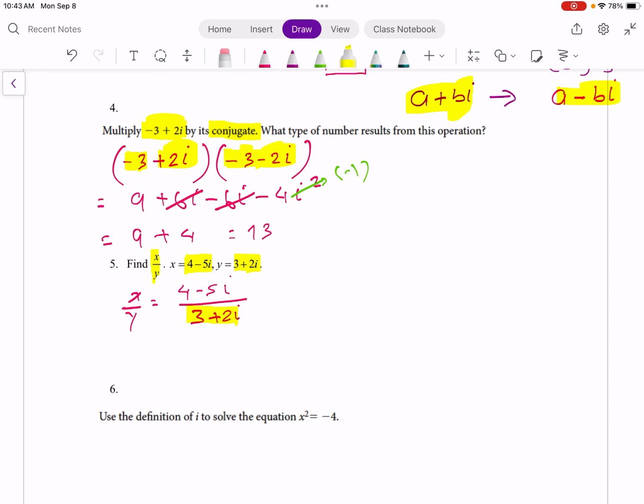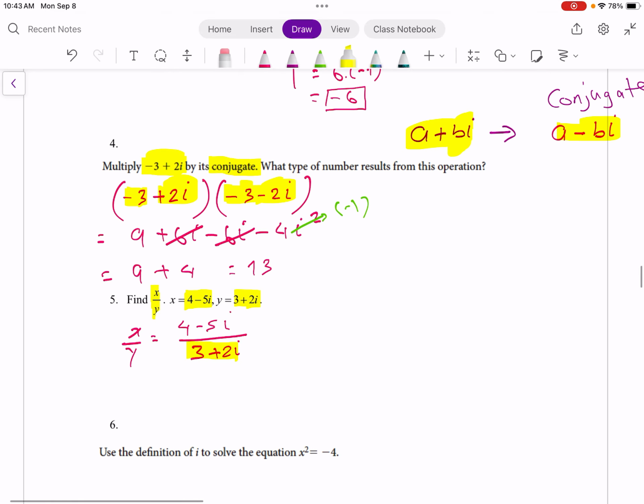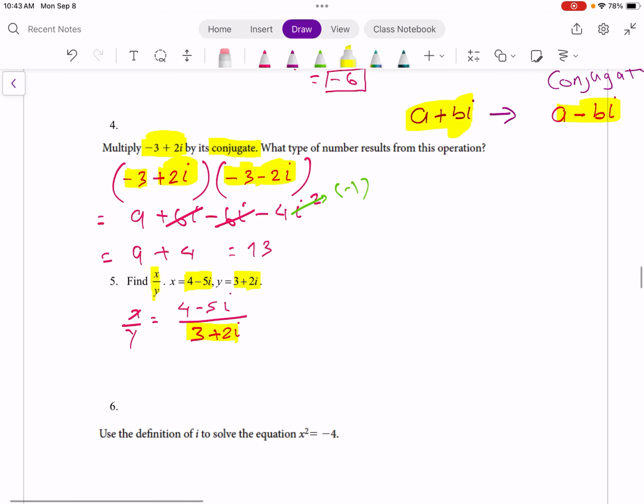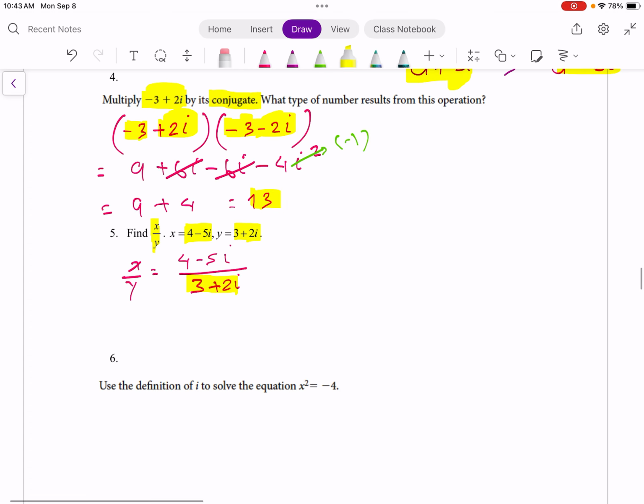That's right. That's what we did in part 4. We had a complex number multiplied by its conjugate, and we ended up getting a real number, 13. So in number 5, we have 3 plus 2i, a complex number, in the denominator, and we can't have a complex number in the denominator. We only need a real number. And to get a real number from a complex number, we always multiply that number by its conjugate.